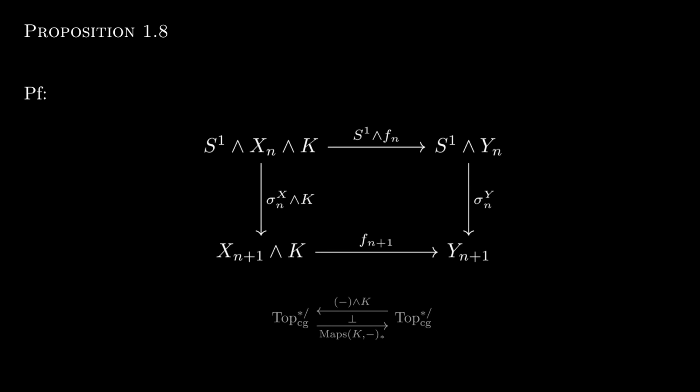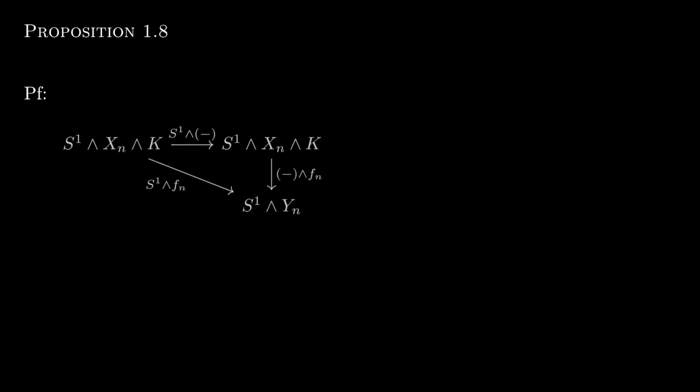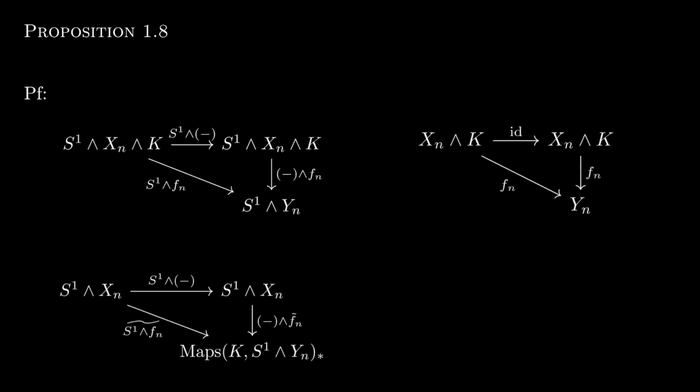But by the classical smash-Hom adjunction in Top, this is equivalently, or in other words, in bijection with commuting squares of this form. So the bottom map f tilde n plus 1 is what we want, but we also want the top map to have a f tilde n. As it stands, this is not what we have, but we can show that this is in bijection with maps of the form that we do want. This comes from the observation that the original top map S1 smash Fn is the identity, in a sense, on its S1 factor.